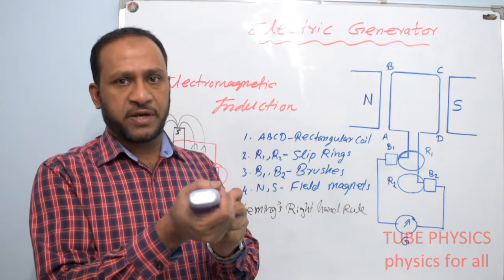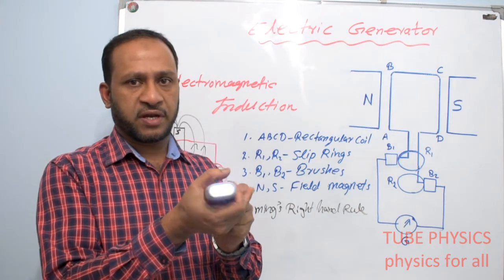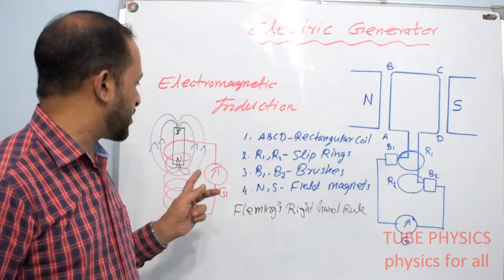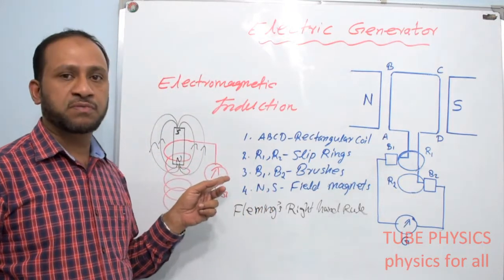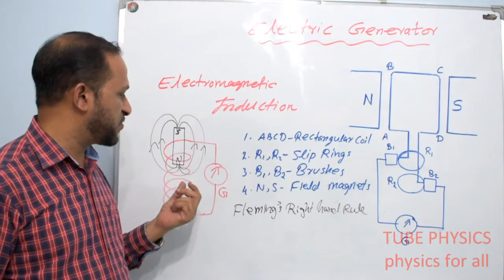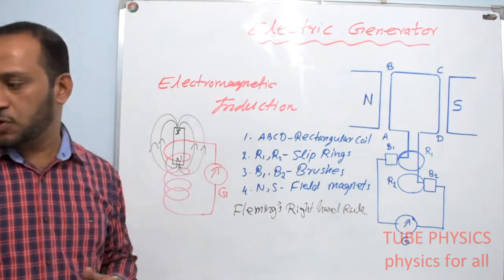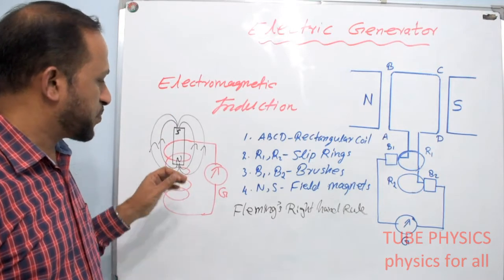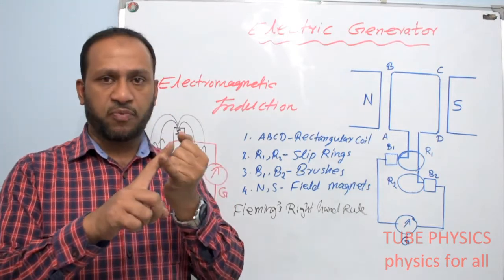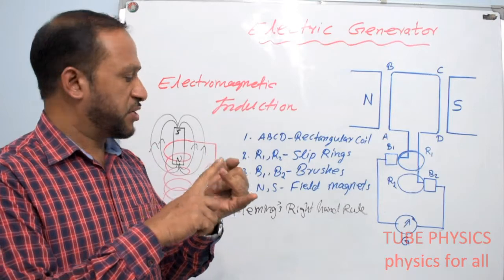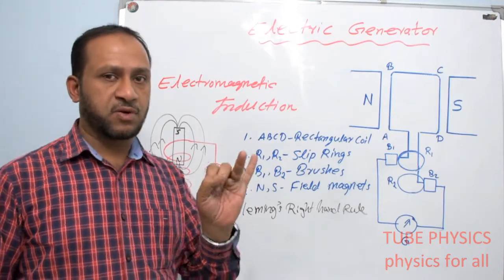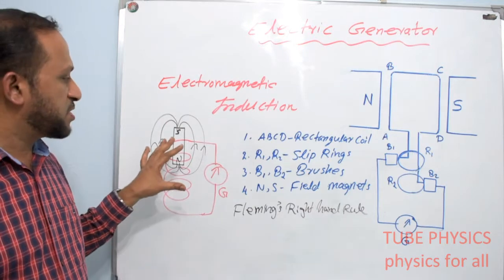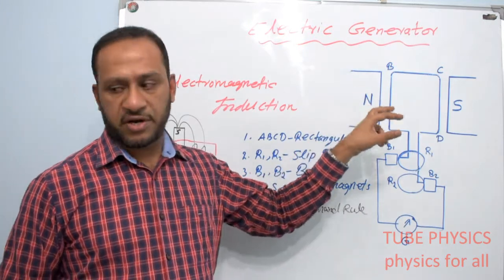If I increase the speed, you can see that brightness is increasing, because when we move the magnet very fast, it will induce more current. So we can increase the induced current in this coil by increasing the speed of motion of the conductor, by using strong magnets, and also by increasing the number of turns. So this is the basic principle of working of a generator.